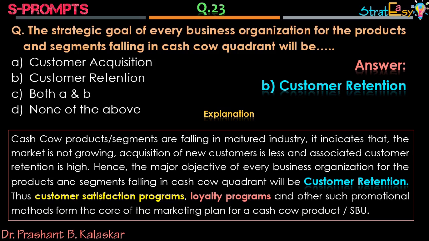Hence, the major objective of every business organization for the products and segments which are falling into cash cow quadrant will be customer retention. The customer satisfaction program, loyalty programs, and other such promotional methods form the core of the marketing plan for a cash cow product or SBUs.